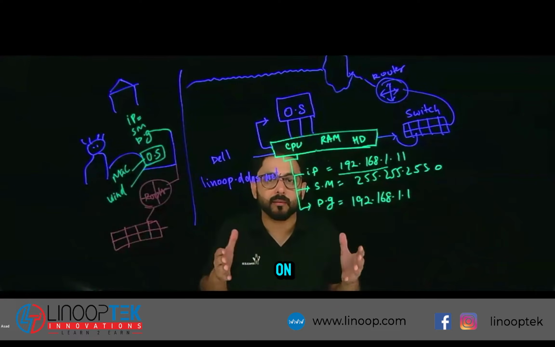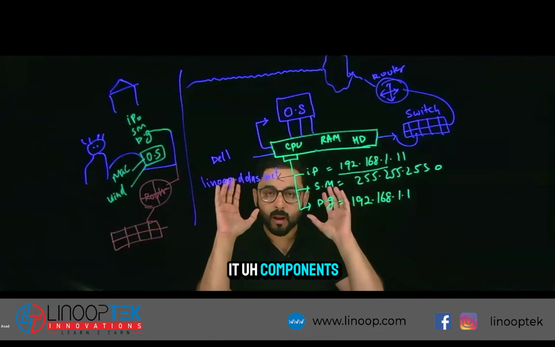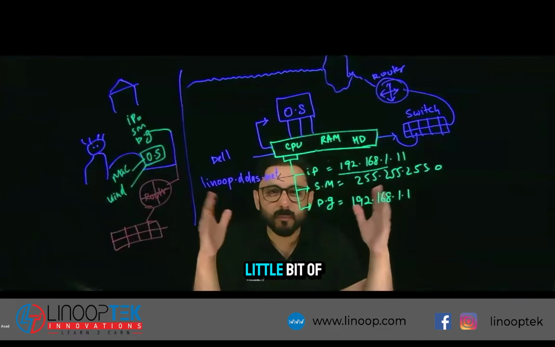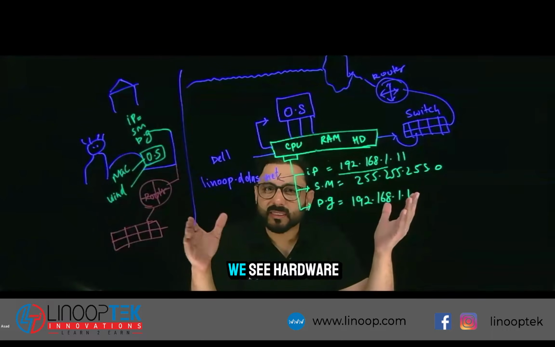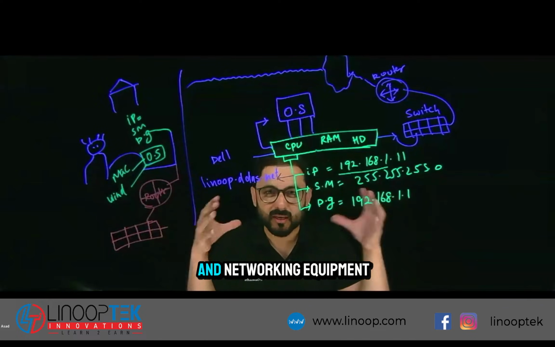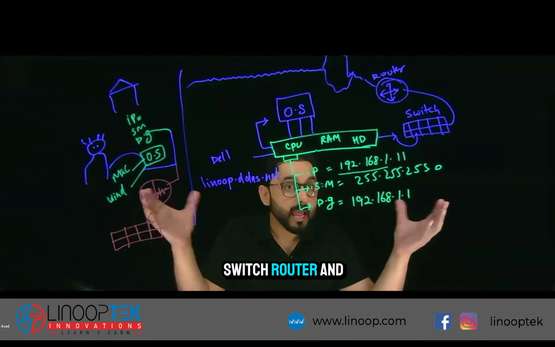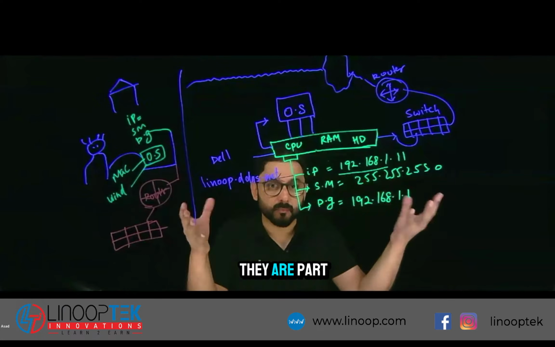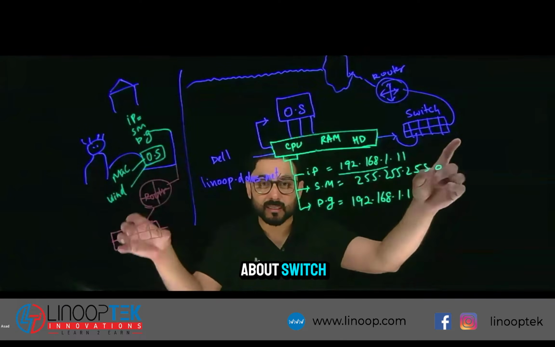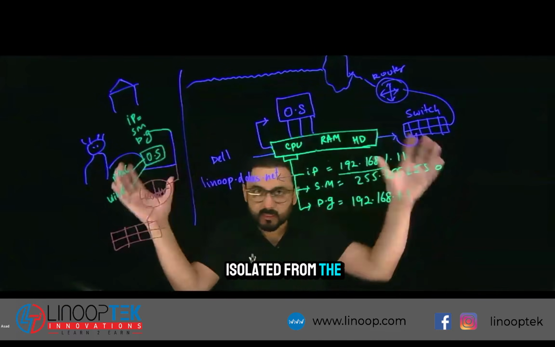This is not easy stuff to understand. There's a lot of things going on. Remember how I talked about the core components of IT? We see a little bit of everything here. We see hardware: the laptop is hardware, the server is hardware. We see networking going on over here and networking equipment, which is hardware as well: switch, router. And on top of all of these, the numbers are part of the networking. They connect things.